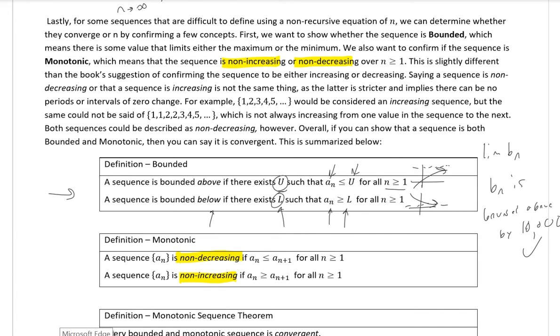An example of a non-decreasing sequence: I have, for example, 1, 2, 3, 4, 5. That would be considered an increasing sequence because every value is always increasing from the previous. But the next one I have, 1, 1, 2, 2, 3, 4, 5, would not be considered increasing because I have intervals where they stay constant at some point. However, both of these would be considered non-decreasing because they do not decrease at all from one value to the next. So that's why non-decreasing is a better term to use.